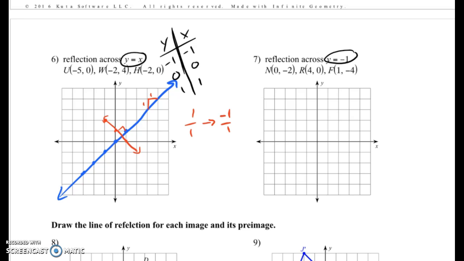And number 7, y equals -1. That means -1 on the y. If y is here, I'm going to go down to -1, which is here. And it's going to be now a horizontal line. I'll reflect across this line, very similar to the x-axis.